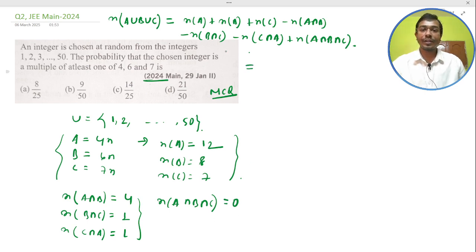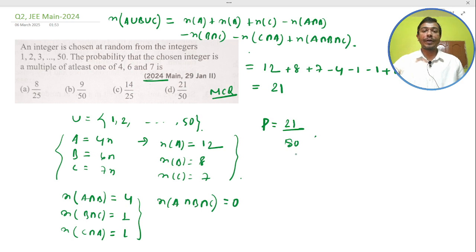Now put these values in this formula. So this will become 12 plus 8 plus 7 minus 4 minus 1 minus 1 plus 0. You would get 21. So the required probability P is favorable outcomes 21 by total outcomes 50. So the probability would become 21 by 50. D would be the correct answer.